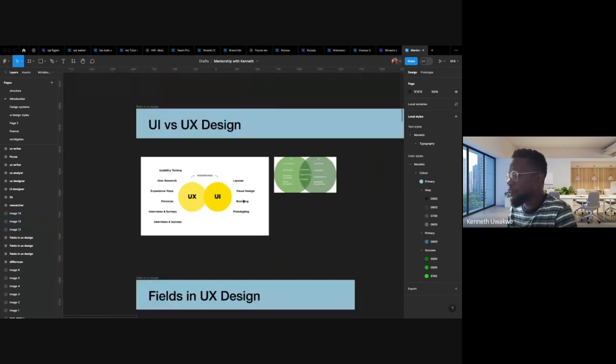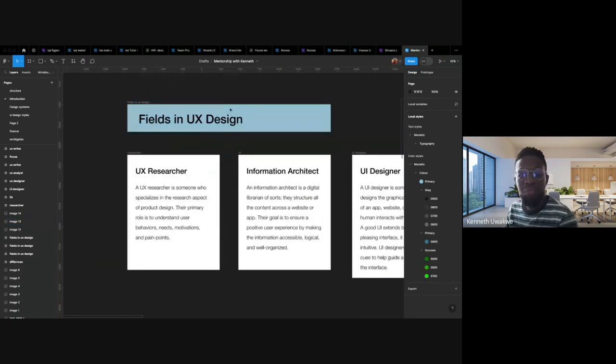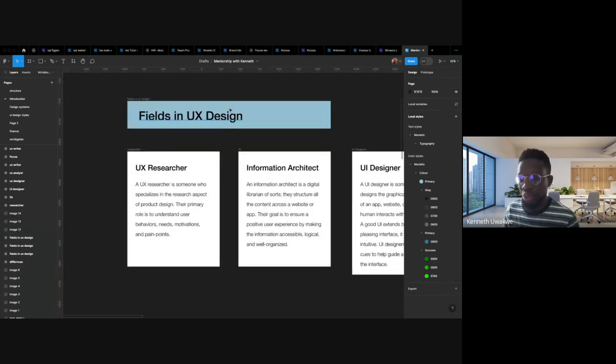All right, so let's quickly move on from here and talk about some of the fields in UX design. When I say UX design, I'm actually also talking about UI UX design, so I may be using them interchangeably. Some of the fields in UI UX design are: we have UX researcher.